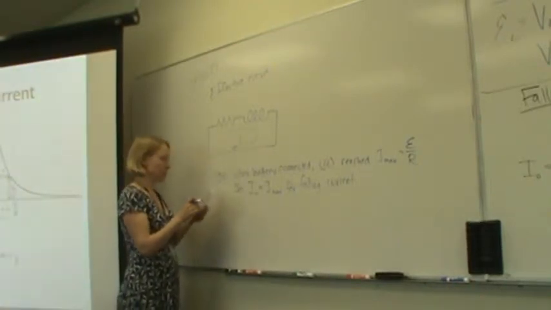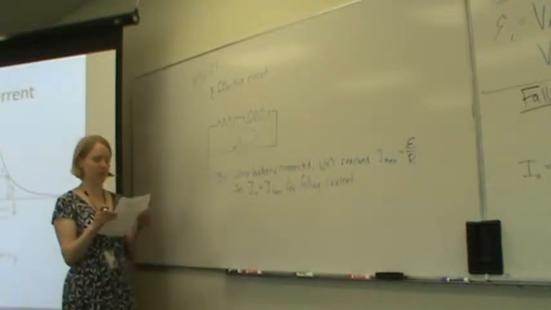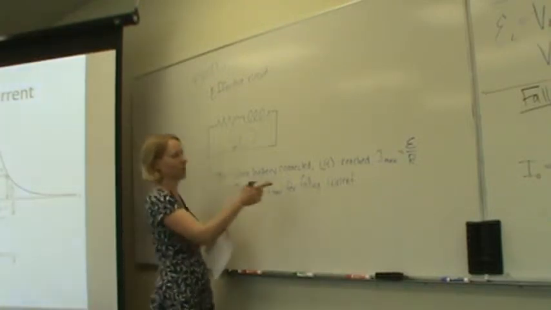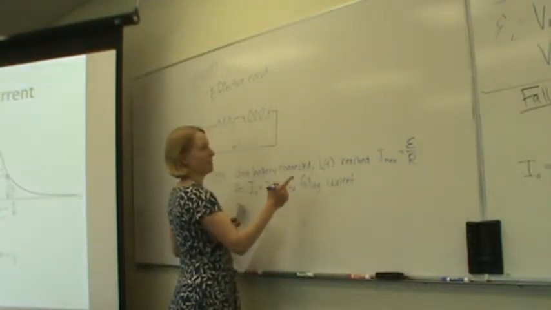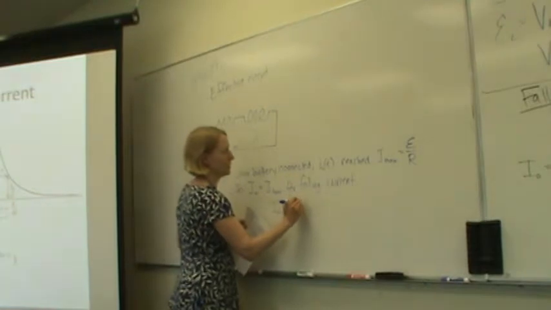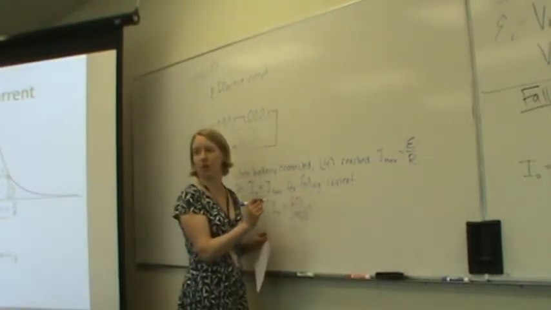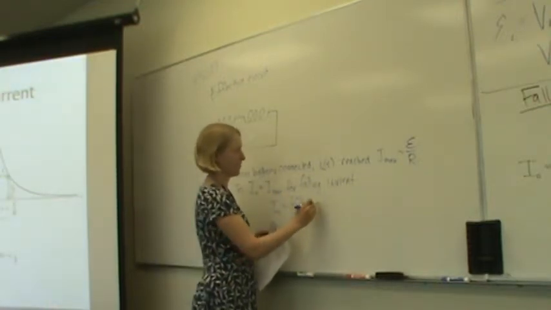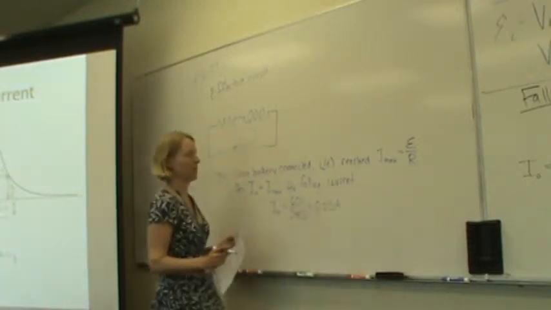What is the initial current in the resistor just after S2 is closed and S1 is open? We already answered that question. I naught is, what was the E of the battery? 6 over 24, 0.25 amps. Yes.